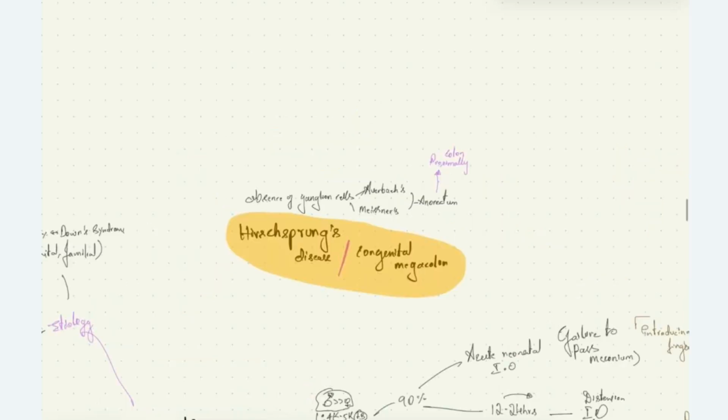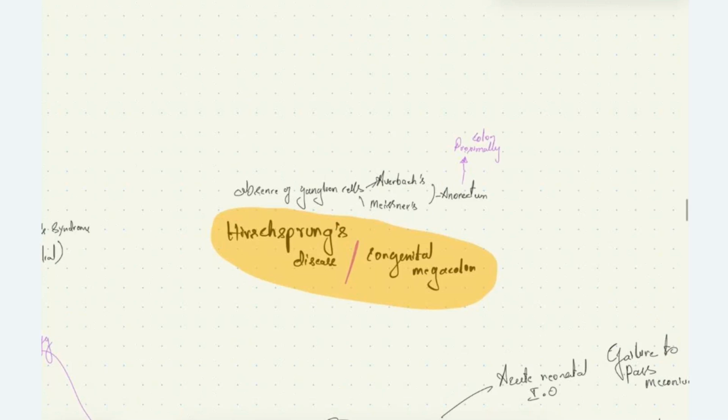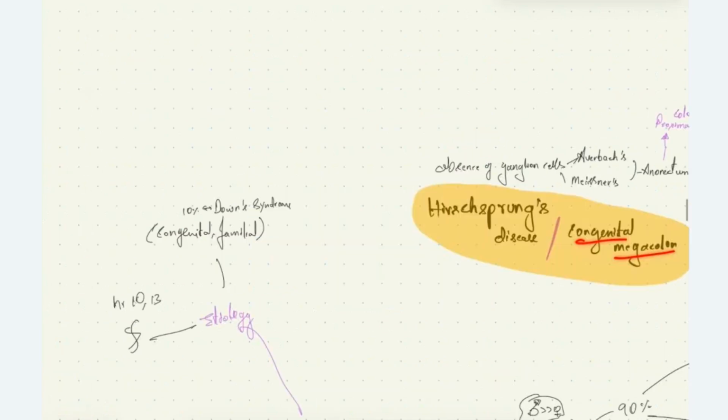Hirschsprung disease or congenital megacolon is the absence of ganglionic cells, that's Auerbach's plexus and Meissner's plexus, in the anorectum. And the absence of ganglionic cells may extend proximally to involve the colon also. This causes a distended proximal colon, causing congenital megacolon.